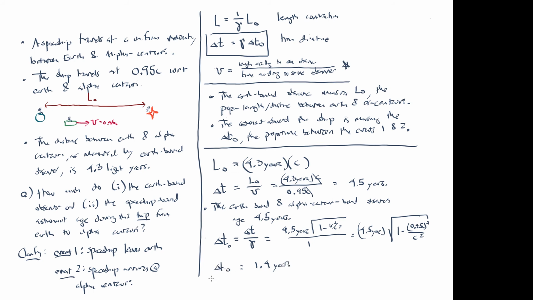Okay, in other words, what's happening here is whereas the people on Earth and Alpha Centauri will age 4.5 years, the astronaut himself or herself who's on the ship will only have aged 1.4 years. That is because time elapses differently for these observers who are in motion relative to one another. So the astronaut sees 1.4 years elapse during the trip. The earthbound observer sees 4.5 years elapse.